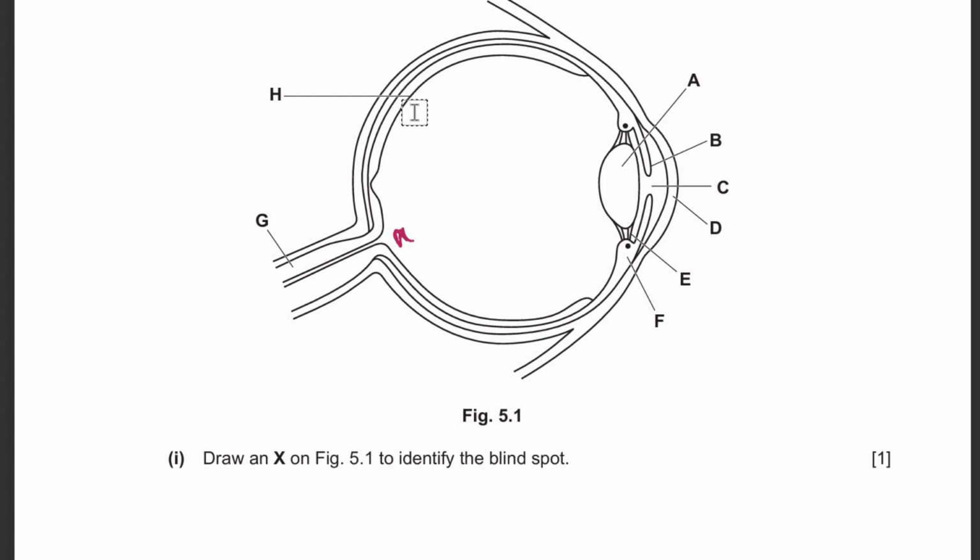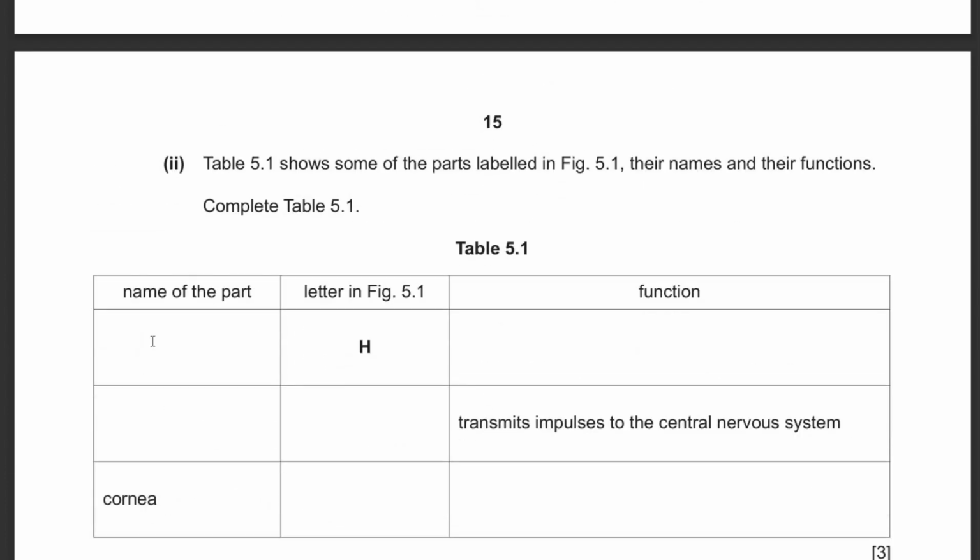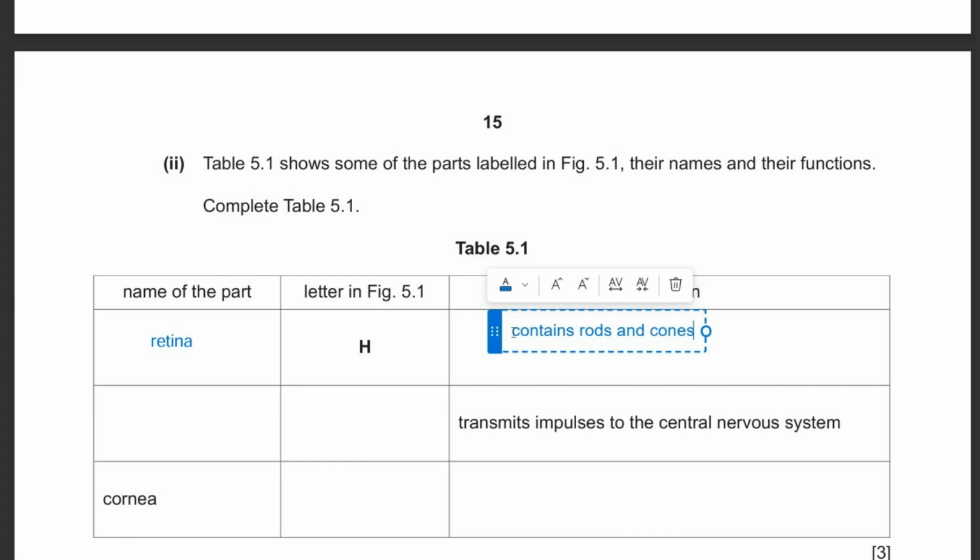H is the retina. Over here, the innermost layer. Wait, let me make it more prominent for you, that this is the innermost layer, and the innermost layer is known as the retina. Alright, so this is the retina. It contains rods and cones. That's it. Then it transfers impulses to the central nervous system.